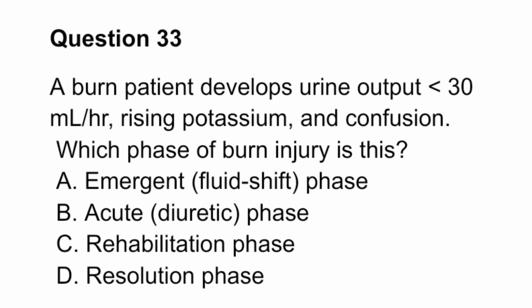Question 33. A burn patient develops urine output less than 30 milliliters per hour, rising potassium, and confusion. Which phase of burn injury is this? A. Emergent, fluid shift, phase. B. Acute, diuretic, phase. C. Rehabilitation phase. D. Resolution phase.